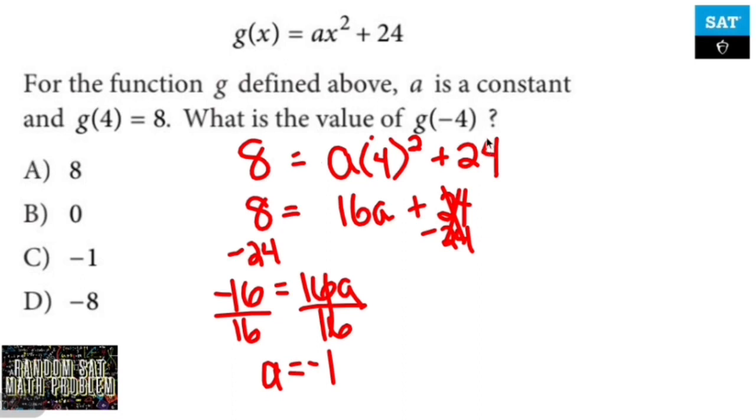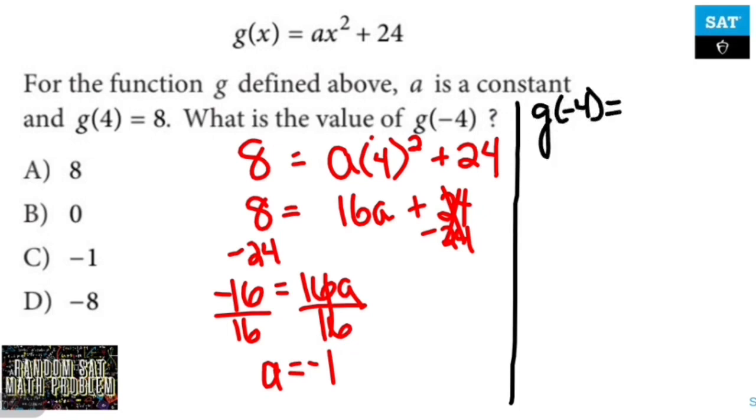So let me do that over here. Hopefully I left myself enough space. We shall see. g of -4 is equal to ax squared, but I know a is -1, so I'm going to replace a with -1, or just negative. If I'm finding g of -4, x becomes -4, so I have -4 squared plus 24. Okay, I'm going to move that over.